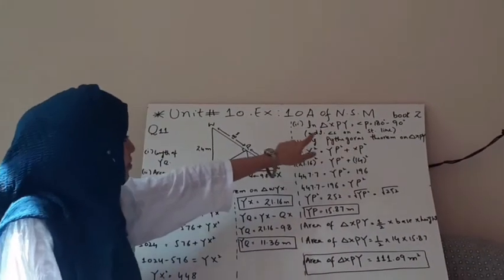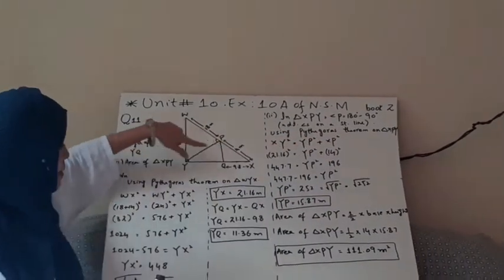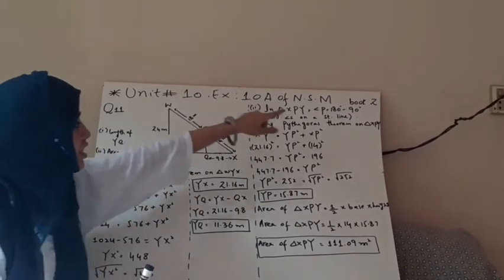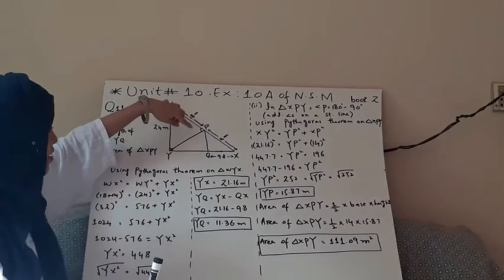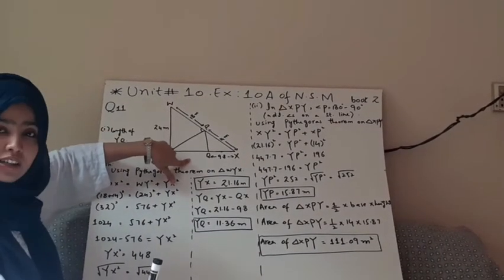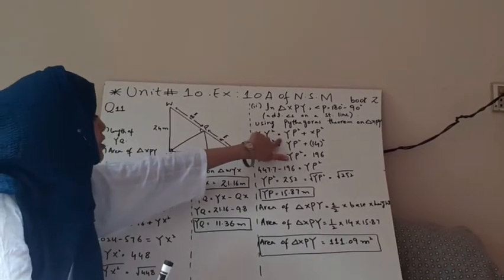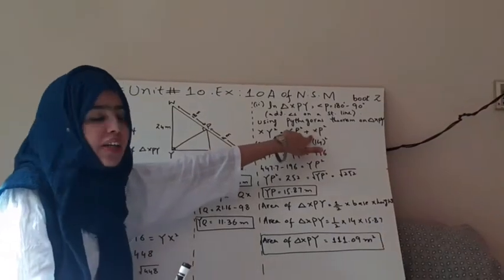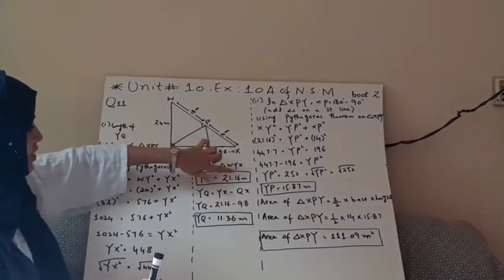So using Pythagoras theorem on triangle XPY, we will use Pythagoras theorem. And where is the angle? At P. P is in the middle, the alphabet in the middle, so the angle is at P. So the side opposite to the right angle, which is the hypotenuse, YX squared equals YP squared plus XP squared. Okay, and we know XY we have found out, which is 21.16.